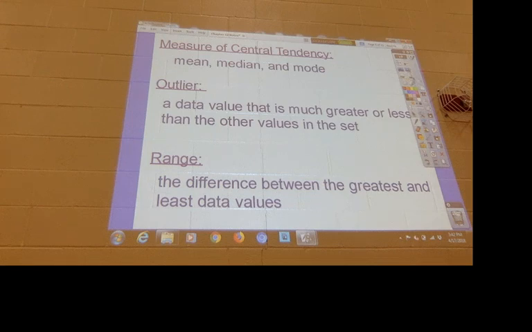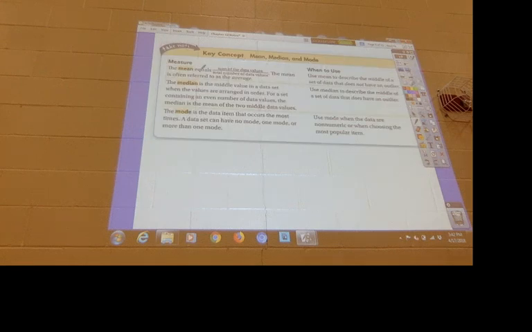We done with the definition? If you see on the next slide, I also defined mean, median, and mode, and when each is best to use. Use mean to describe the middle of the data set that does not have an outlier.